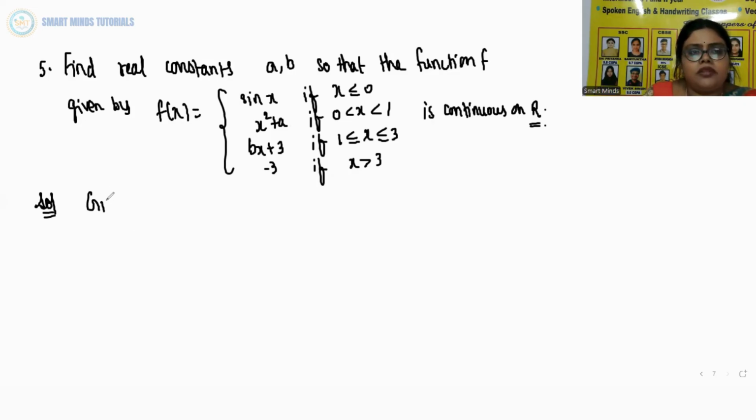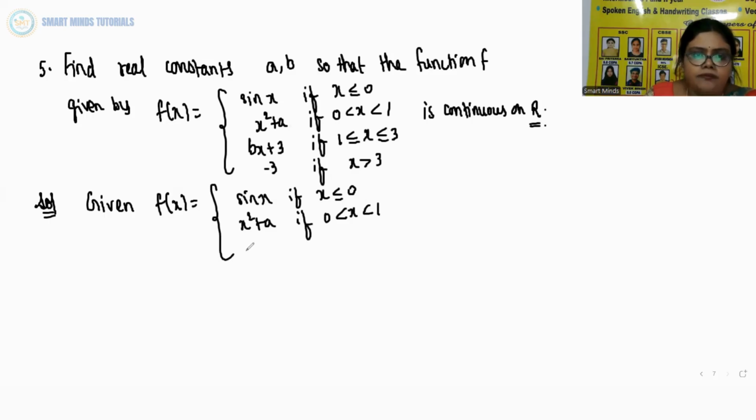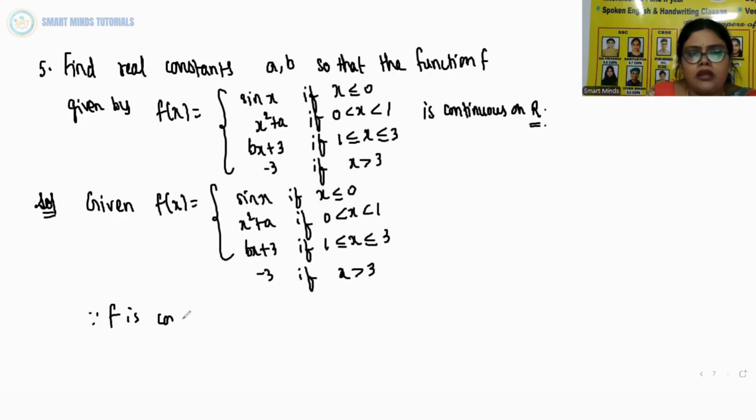So first let us write down the given function. Given f of x is equal to sin x if x less than or equal to 0, x square plus a if 0 less than x less than 1, bx plus 3 if 1 less than or equal to x less than or equal to 3, and minus 3 if x is greater than 3. Now since f is continuous on R, so you can say f is continuous on 0 and 3.